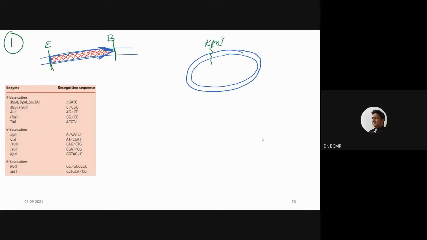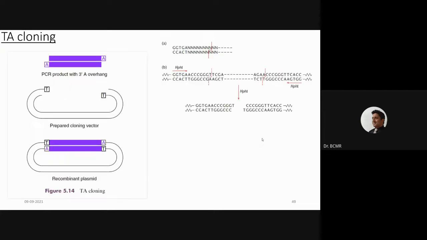Okay. TA cloning is a possibility, and not many people use it these days, but it is still worth knowing. In some cases I would also usually have an assignment, which is called TOPO cloning. I hope you have already read it. Please try to have a look at that.